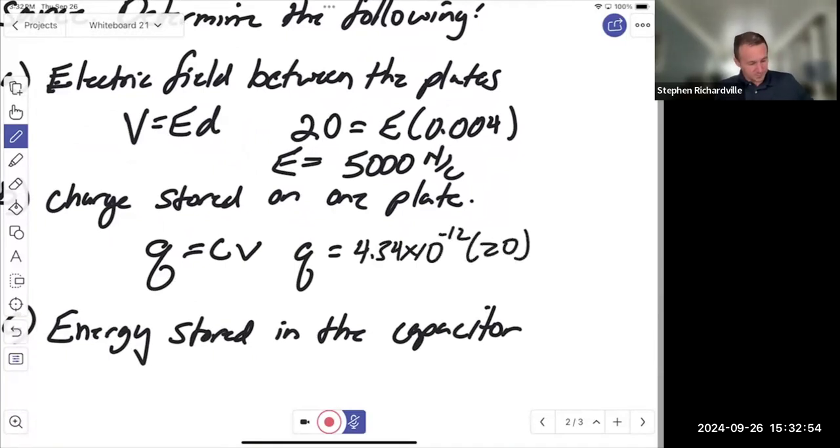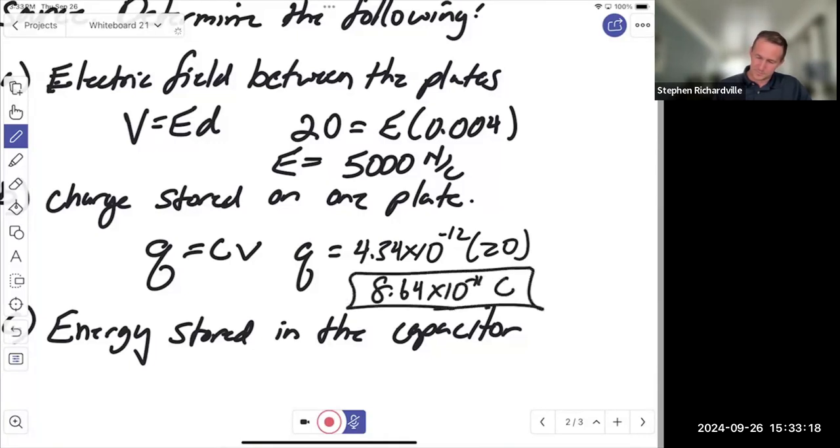So 4.34 times 10 to the negative 12 times 20. And I get, goodness, I can't see, 8.64 times 10 to the negative 11. Sorry, the light's a little bit bad here. 8.64 times 10 to the negative 11 coulombs. So, okay. Good so far?